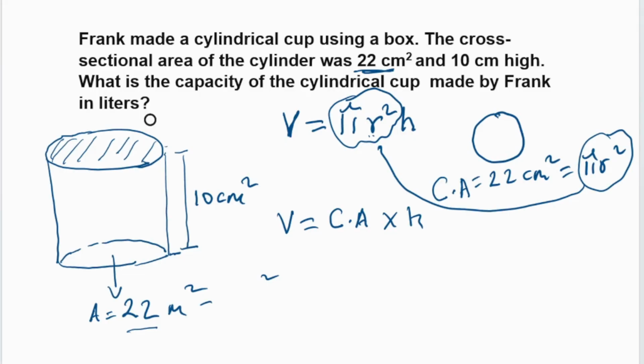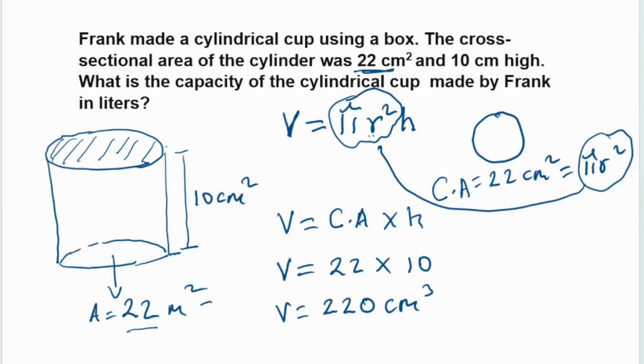With that in mind, we can now find the volume of this cylinder. The volume equals 22 times the height, which is 10. Therefore, the volume is 220 centimeters cubed. This is the volume of this cylindrical cup.